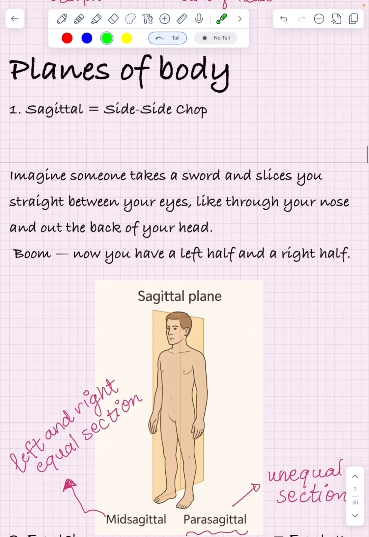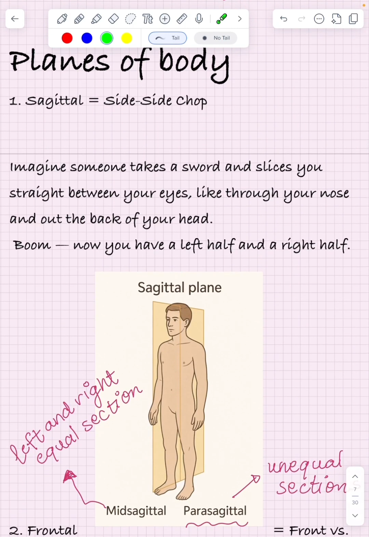Now we're going to do the planes of the body. So the first plane we're going to discuss is the sagittal plane. The very easy trick to remember is that the sagittal plane is going to give you sides. It is going to give you the left side and the right side.